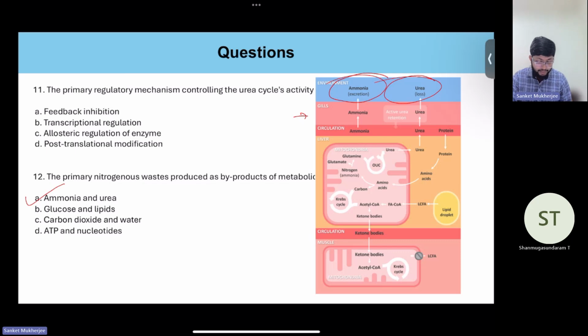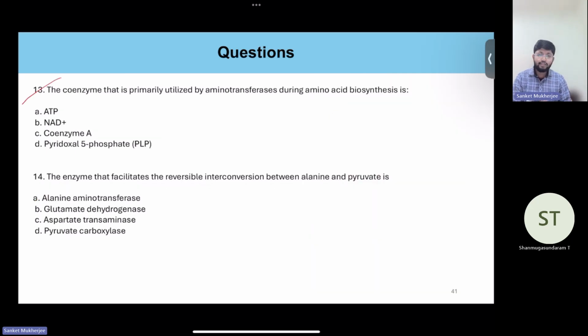The coenzyme that is primarily utilized by aminotransferase during amino acid biosynthesis is ATP, NAD+, coenzyme A, or pyridoxal 5-phosphate. It's a very easy question to answer. It's pyridoxal 5-phosphate.